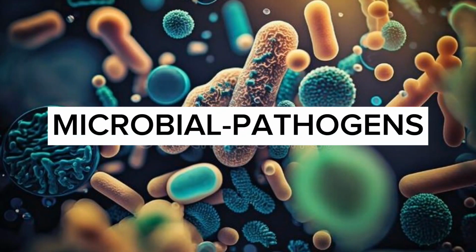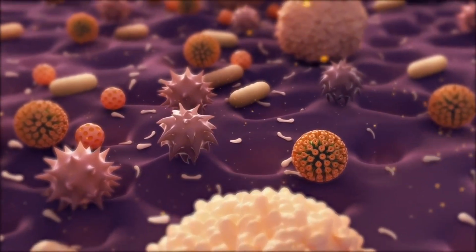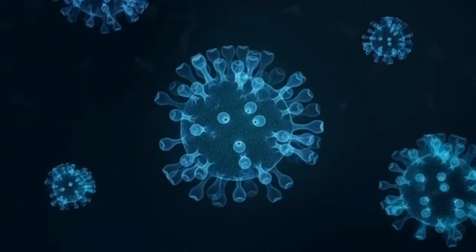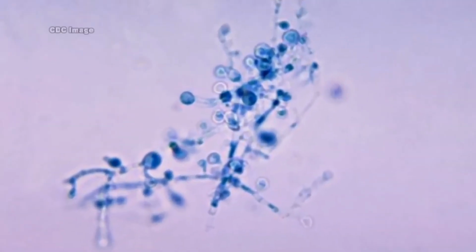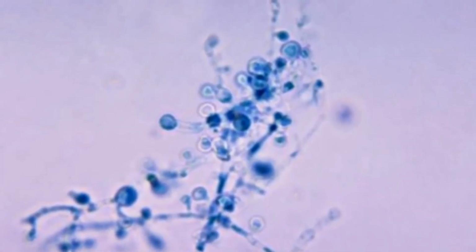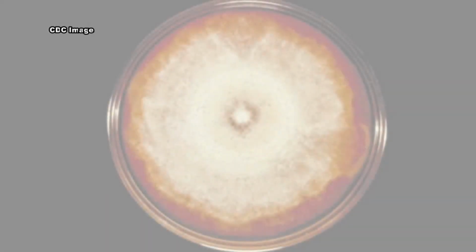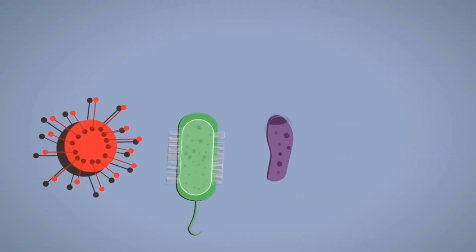Microbial pathogens. Microbial relates to microorganisms, which are tiny living organisms that we cannot see with our naked eye, and pathogens are any organisms that cause diseases to the host. So microbial pathogens are microscopic organisms capable of causing diseases in humans, animals, and plants. This could be viruses, bacteria, protozoans, and fungi.